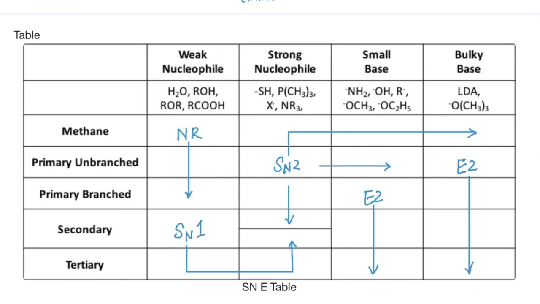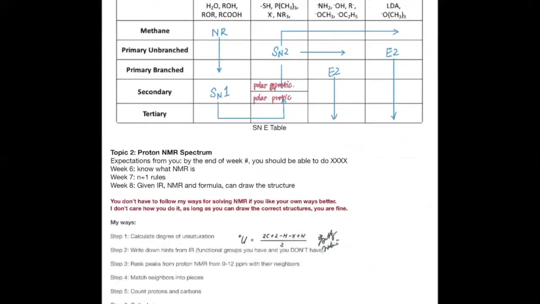And do you still remember we talked about in secondary nucleophile that if it's polar aprotic, it's SN2. If it's polar protic, it's SN1. So by using this table, it's going to be very clear which is which. But I think the hardest point would be knowing what is a good nucleophile, and knowing what is a bulky or small base. Okay. So I know this week is kind of hard for you guys.